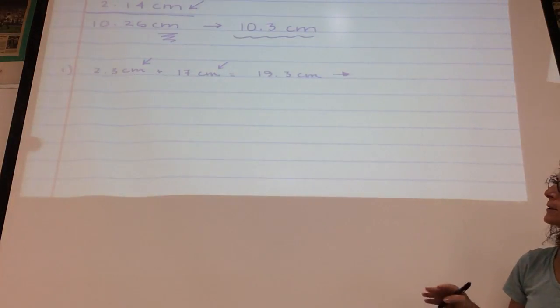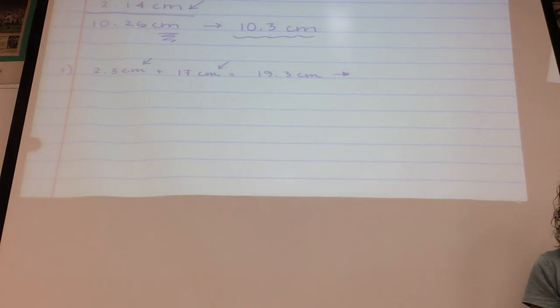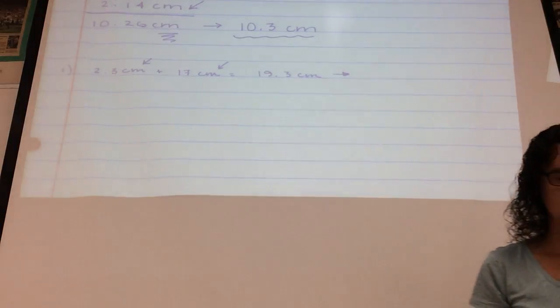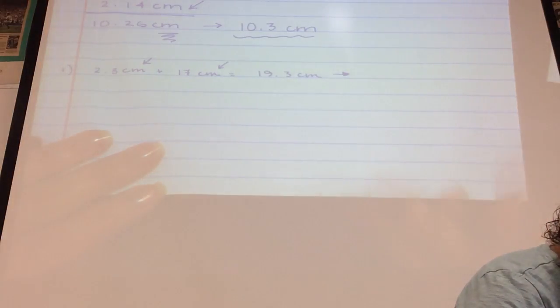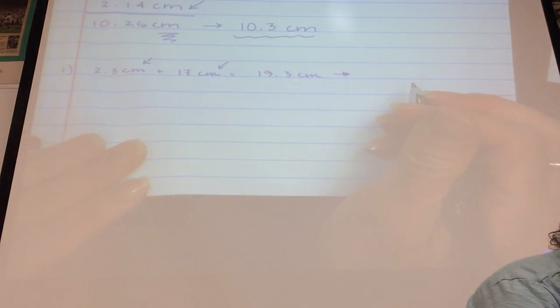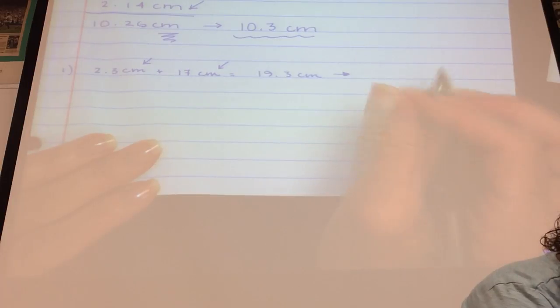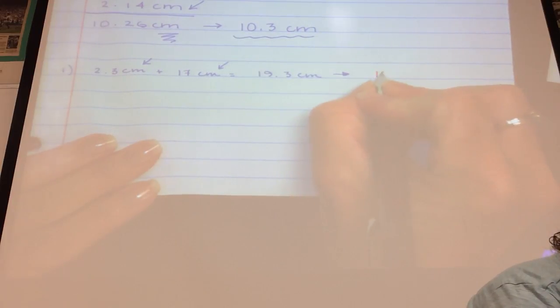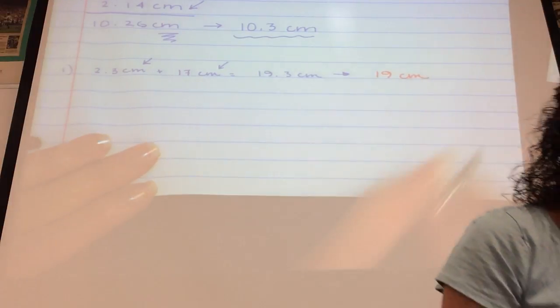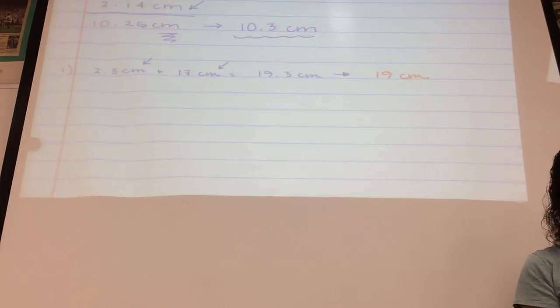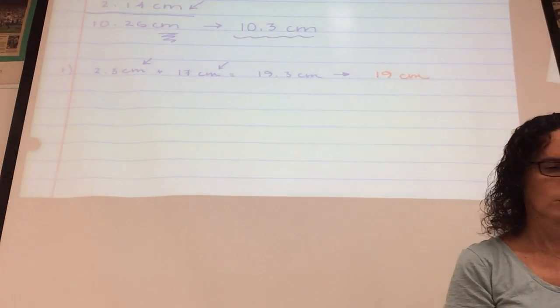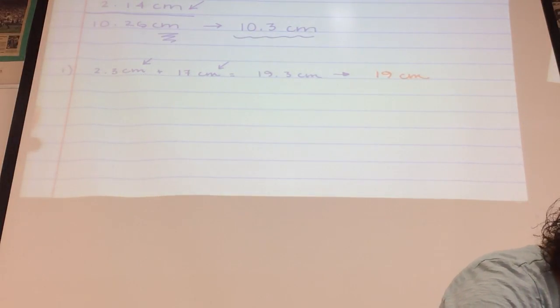However, when we add or subtract, we go to the least number of decimal places. This has one, this has none. So what should my answer be? 19 centimeters, right? Sig figs don't matter in terms of how many you start with, how many you finish with in addition and subtraction. You're only watching decimal places. Number 2 is a little trickier.